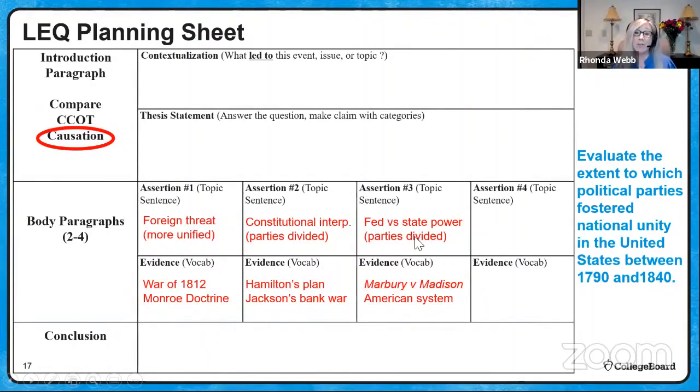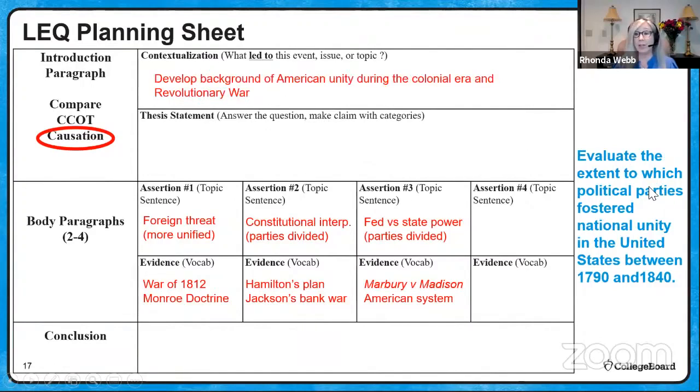So I would have my three arguments here. Yes, we were unified when there was a foreign threat for the most part, but we were not unified. The parties did not unify the United States when it came to how you interpret the Constitution and how you are looking at federal versus state power. So once we've planned that out, then we come back up here and look at our contextualization and thesis. So here's what I would look at.